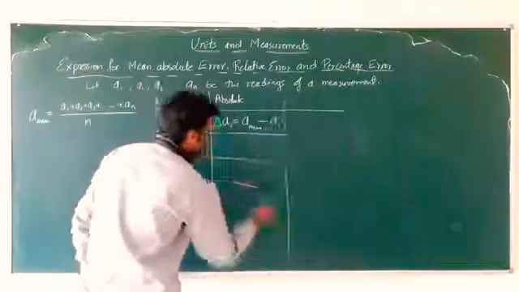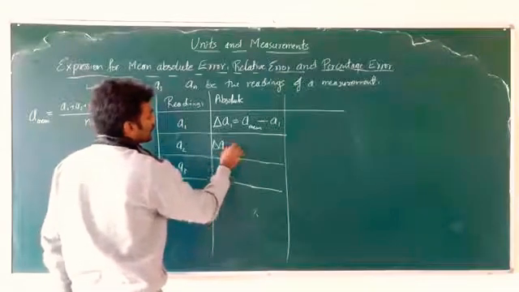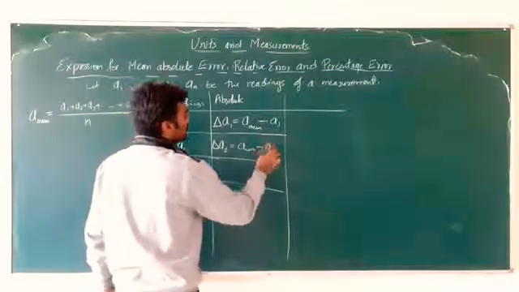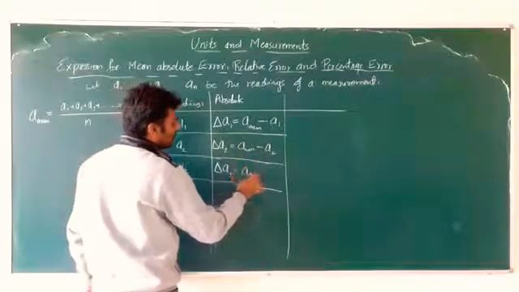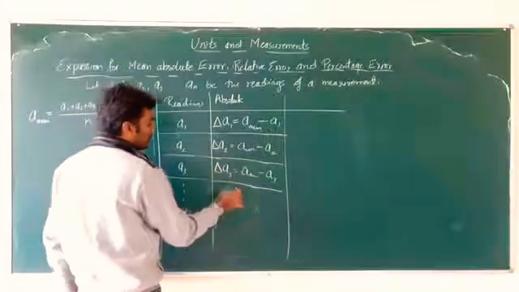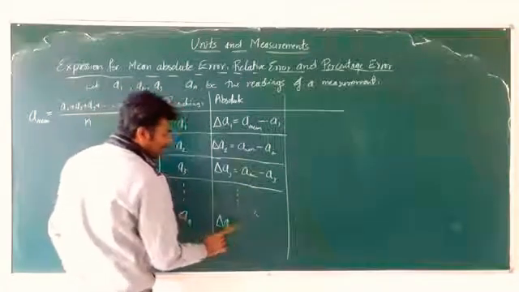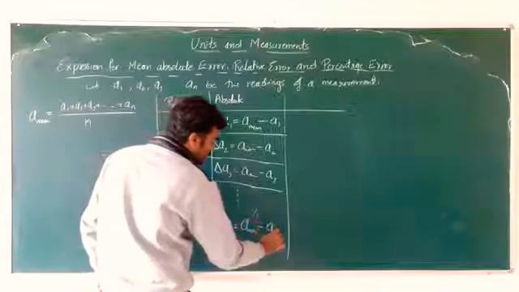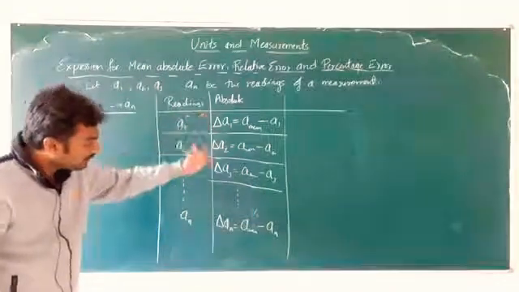Okay. Similarly, we can get the error of the second reading, which I can take as delta A2, which is again A mean minus A2, and delta A3, which is A mean minus A3, the error in the third reading, and so on. And delta AN, the error in the nth reading, is A mean minus AN. Okay. So now we have different absolute errors here.